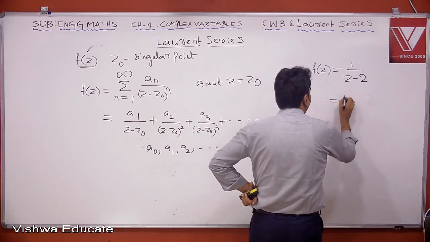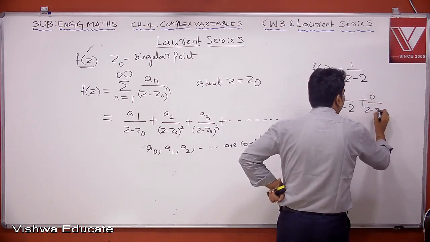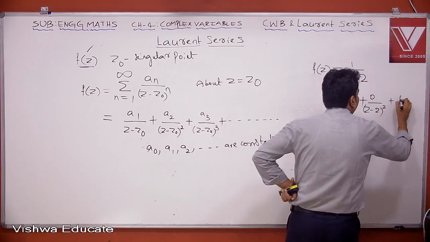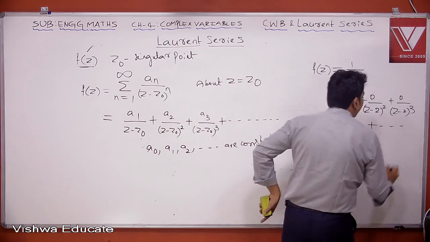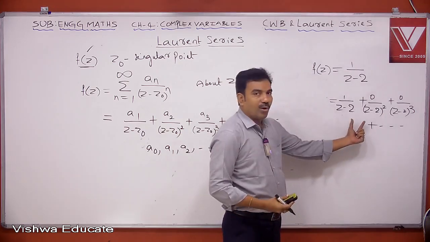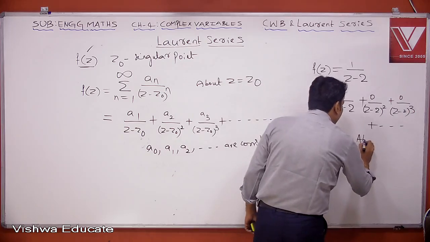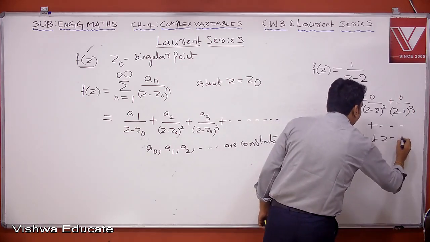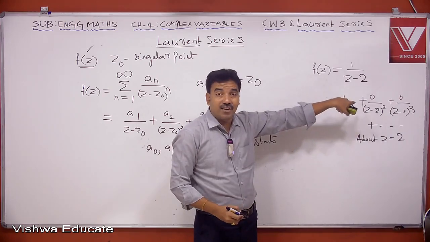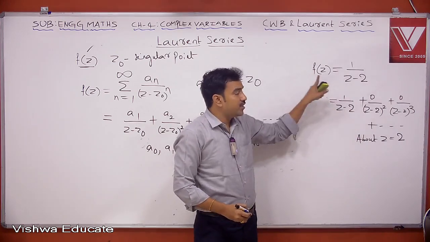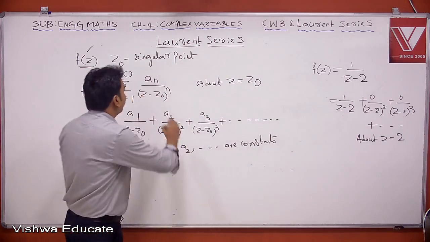Now this I can write as 1 by z minus 2 plus 0 by (z minus 2) whole square plus 0 by (z minus 2) whole cube plus and so on. Therefore, this is called the Laurent series expansion of f of z about z equal to 2. Because z minus 2 is written in the denominator, that's why 2 is called a singular point of this function. Okay. So write the definition at first.